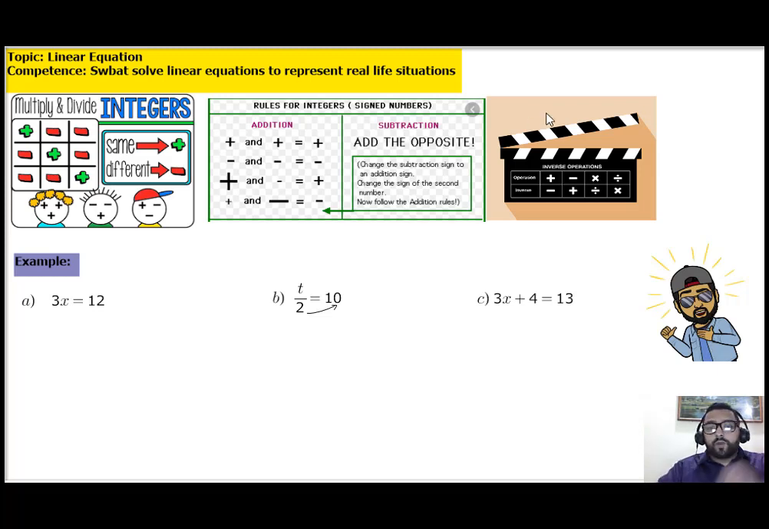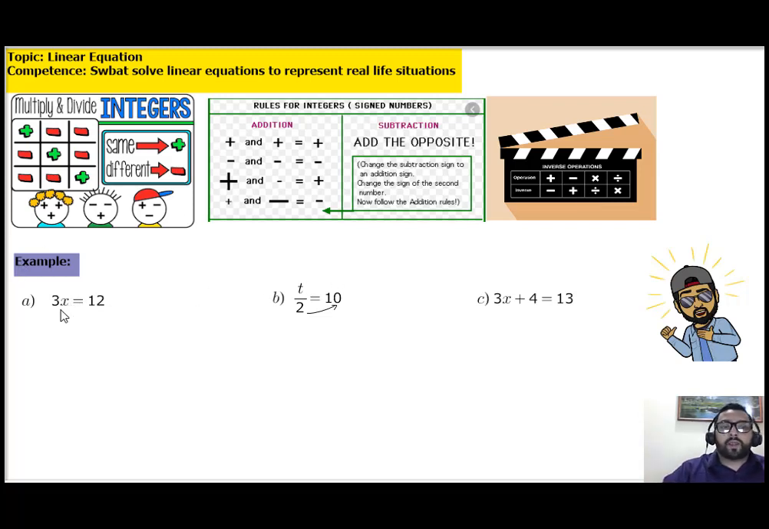Remember, it's so important to know how to use the inverse operation: positive we convert to negative, negative we move as a positive, multiply to divide, and divide to multiply. And remember, when we use the inverse operation, we apply the transposition of terms. In this case, we have three examples.